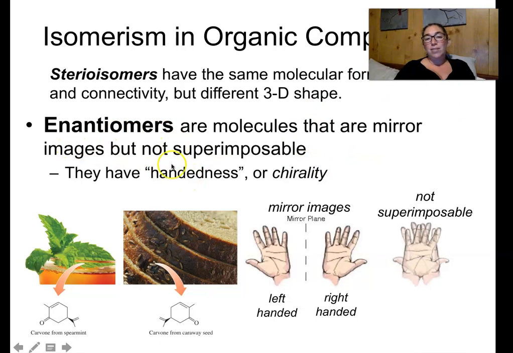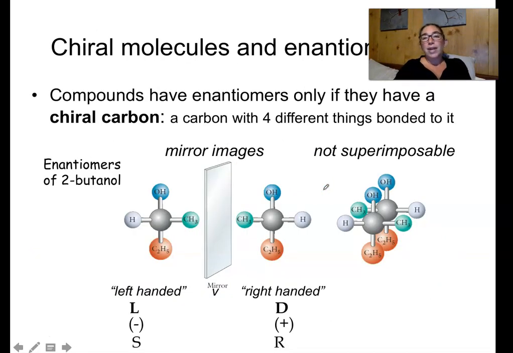So enantiomers are molecules that have handedness, and the chemistry term for handedness is chirality. Chirality means that they have handedness. So in order for a molecule to have an enantiomer, to have handedness, it must have at least one chiral carbon. And a chiral carbon is a carbon that's bonded to 4 different things. So not like 4 hydrogens, that would be 4 of the same thing. It has to be bonded to 4 different things.